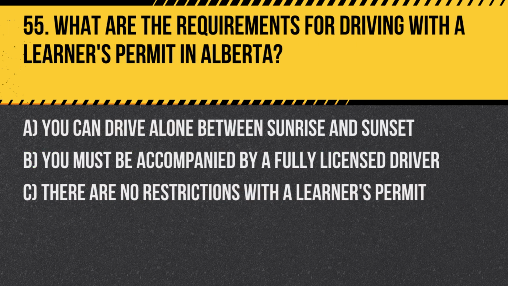Question 55. What are the requirements for driving with a learner's permit in Alberta? A. You can drive alone between sunrise and sunset. B. You must be accompanied by a fully licensed driver. C. There are no restrictions with a learner's permit. Answer. B. You must be accompanied by a fully licensed driver. This ensures that a new driver has supervision and guidance while learning.